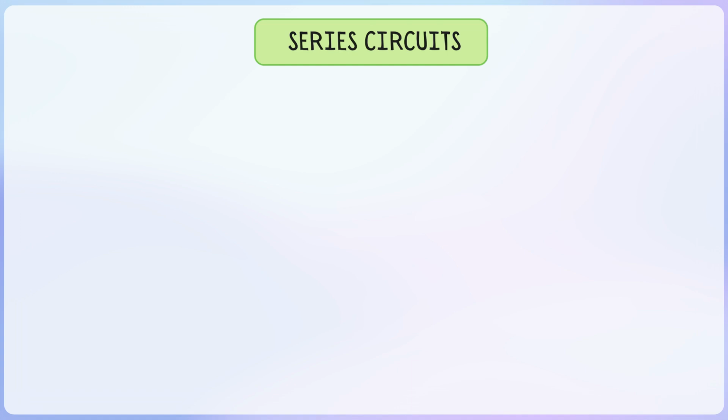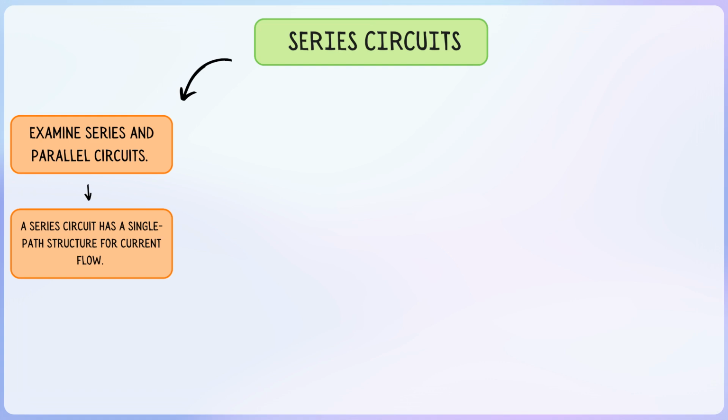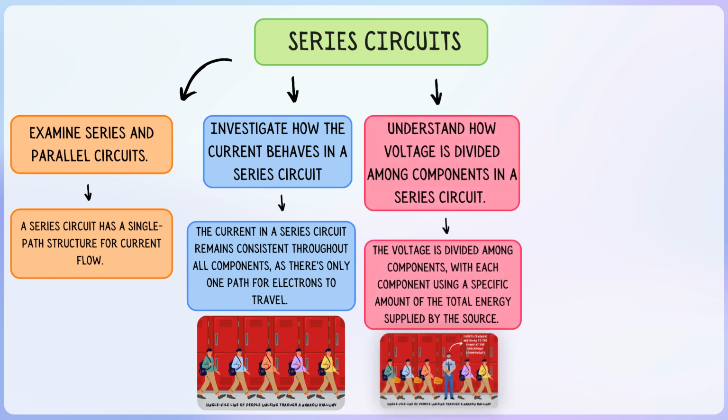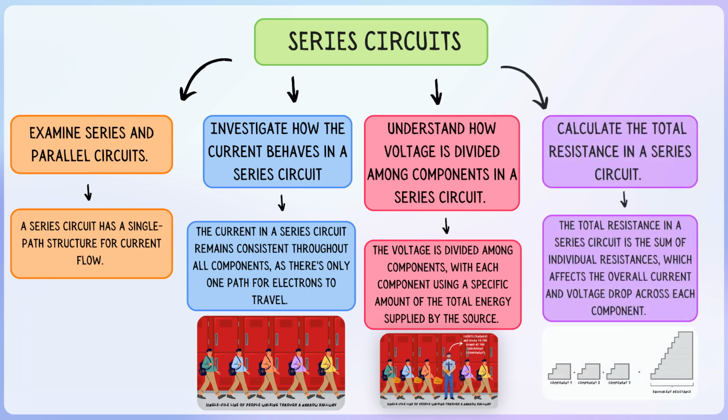In today's lesson, we delved into the variations in current, potential difference, and resistance in a series circuit. We began by revisiting what a series circuit is, emphasizing its single-path structure for current flow. We learned that the current in a series circuit remains consistent throughout all components, as there's only one path for electrons to travel. We then explored how the voltage is divided among components, with each component using a specific amount of the total energy supplied by the source. Next, we discussed that the total resistance in a series circuit is the sum of individual resistances, which affects the overall current and voltage drop across each component.